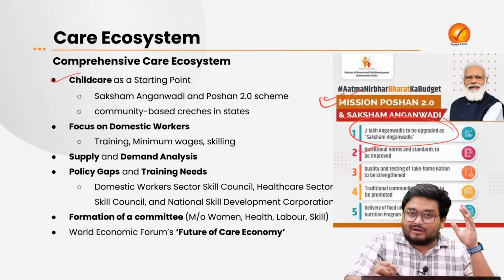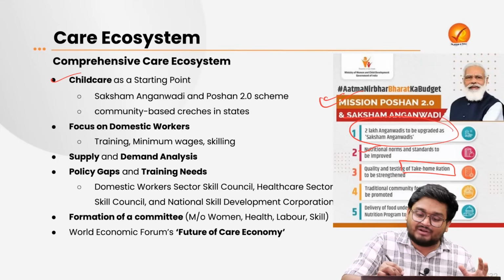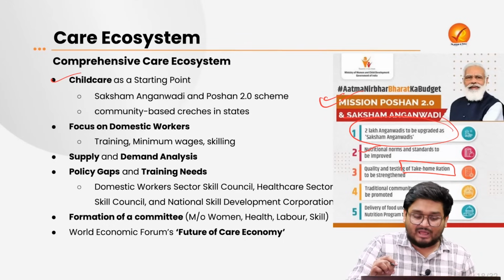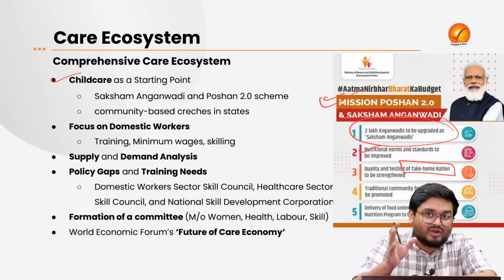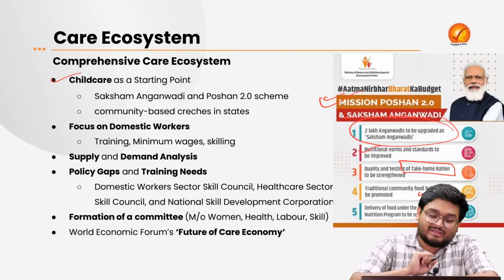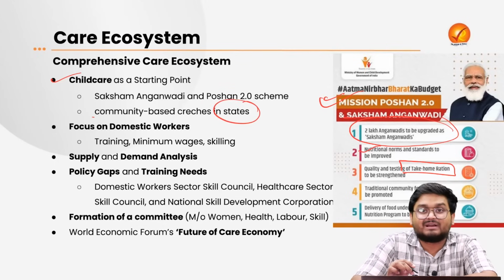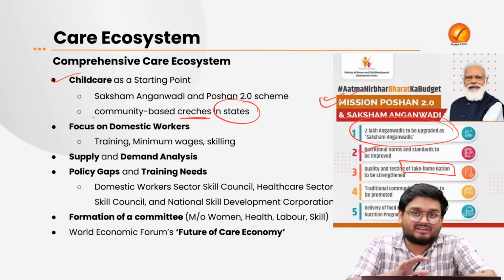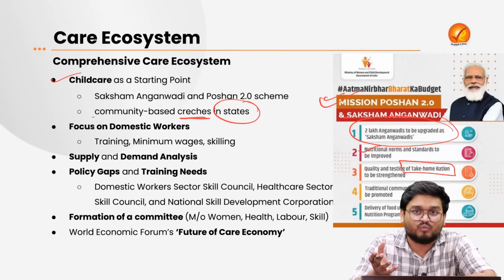Also, quality of meals and take home ration has been strengthened, along with reinforcement of better food habits. So this is actually leading to a good aspect in the future that is centered on the child. Next, we understand that various states in the country are setting up community creches, where mothers can keep their children and go to work.